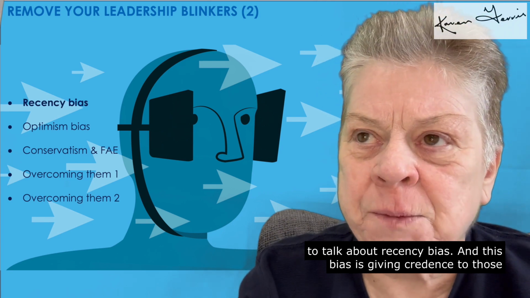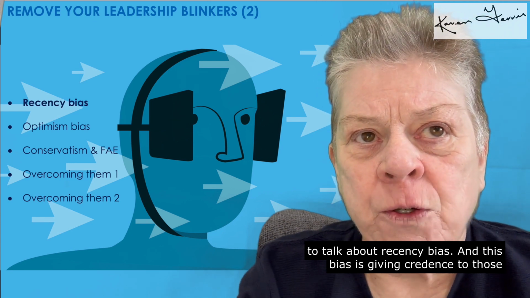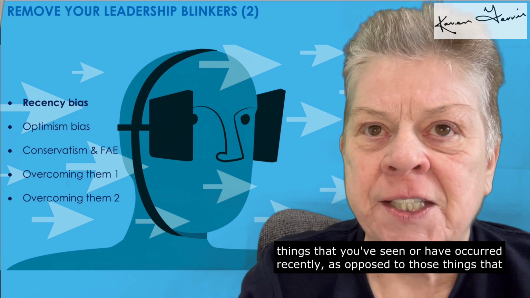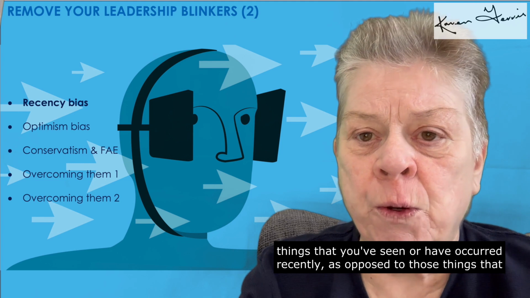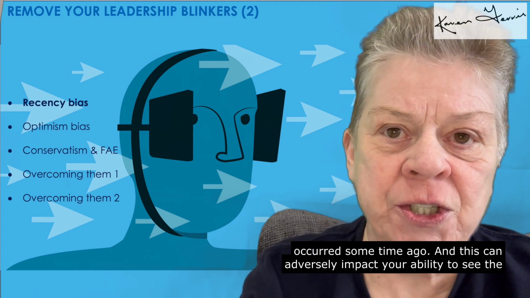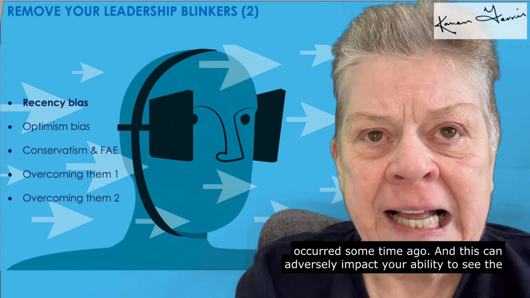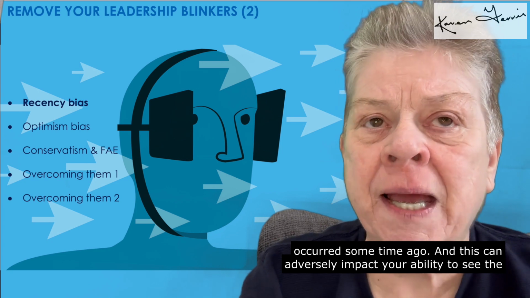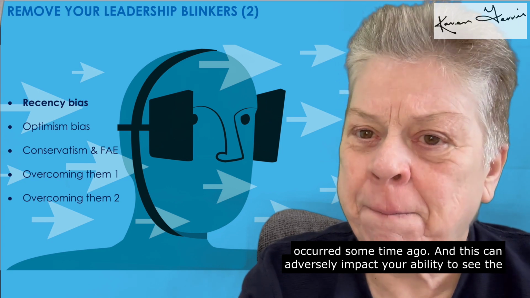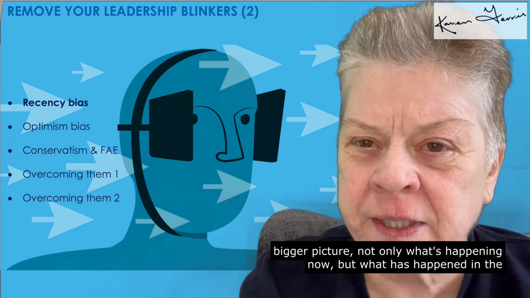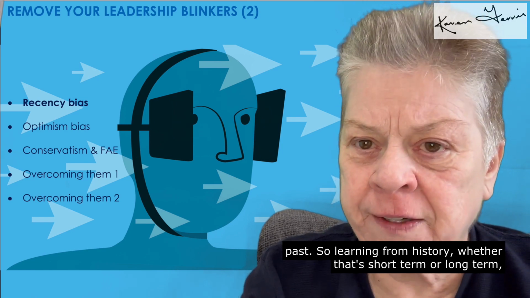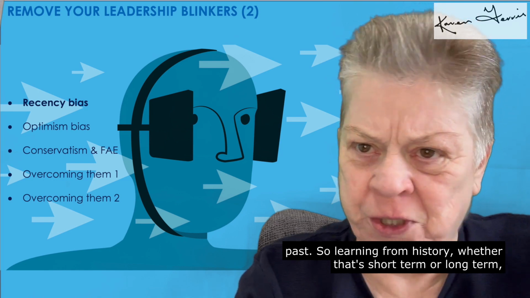This bias is giving credence to those things that you've seen or have occurred recently as opposed to those things that occurred some time ago. And this can adversely impact your ability to see the bigger picture. Not only what's happening now, but what has happened in the past. So learning from history, whether that's short term or long term.